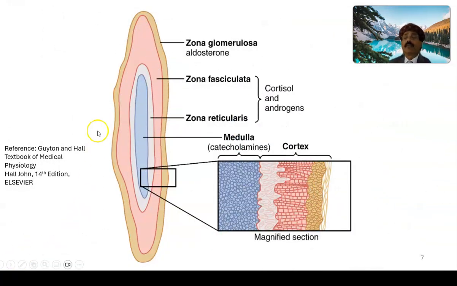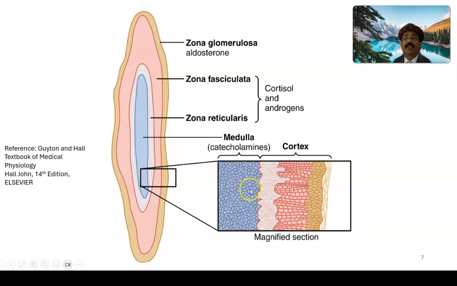So this is the image from Guyton's Physiology. You have the cortex. This is the medulla. The cortex has three layers. Zona glomerulosa produces aldosterone. Zona fasciculata secretes cortisol mostly, and a little androgen, a little contribution. But the zona reticularis is for the androgens. The medulla secretes catecholamines like epinephrine and norepinephrine.